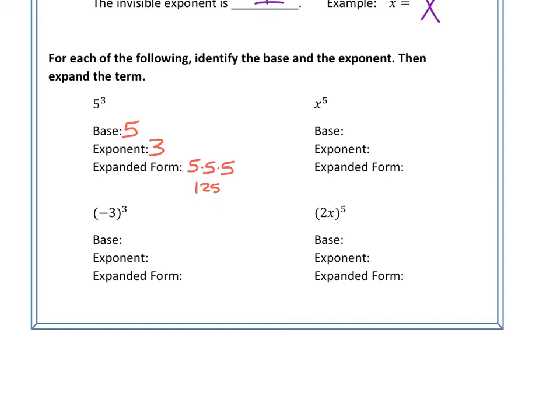Now the second one. How do you say that? X to the 5th power. X to the power of 5. All fine. What's the base here? What's the exponent? And what's the expanded form?